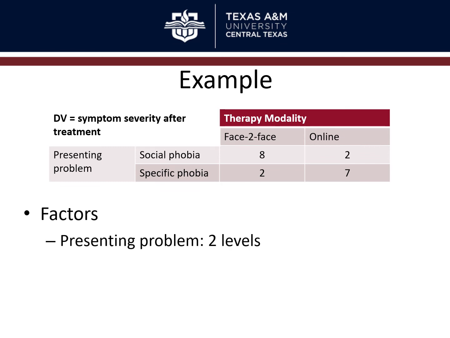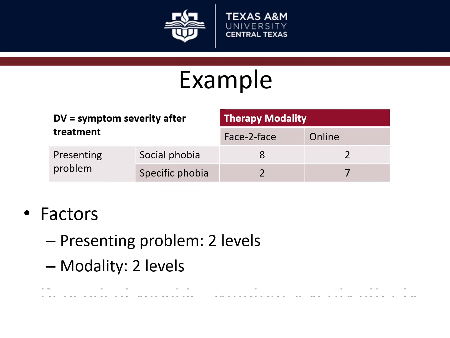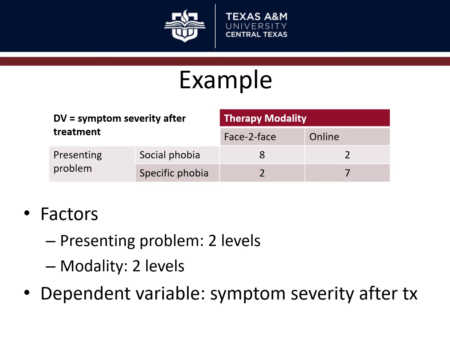We've got presenting problem as a factor, and it's got two levels. The two levels being social phobia, specific phobia. And then we've got a second factor, modality, also with two levels, face-to-face or online. So it's a 2x2 between subject design, fully between subjects. And as I said, our dependent variable is symptom severity after treatment. Okay.